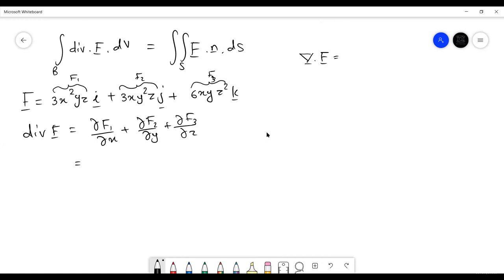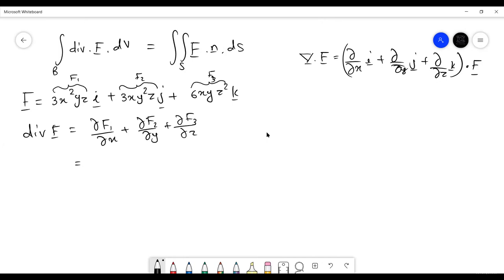This del symbol stands for ∂/∂x times i plus ∂/∂y times j plus ∂/∂z times k, dot F. So this is a dot product. You are multiplying F by this. When you take the dot product, i and i only remain, j and j, k and k. All other terms become zero, since i·j is zero, j·k is zero, k·i is zero. That's why you can directly write this in this format.